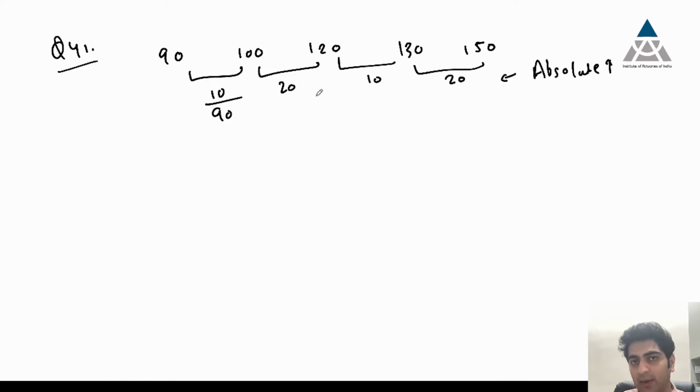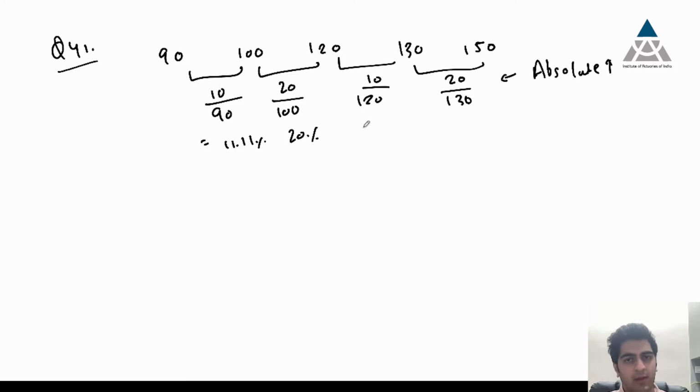Similarly, the next year I gained 20,000 on a base of 100,000. So upon 100. Similarly, this will be upon 120, upon 130. And now you can calculate these percentages. That is, this is roughly 11.11%. This is 20%. This would be 1 by 12, so roughly 8.33%. And this will be 2 by 13. So we can just calculate this.